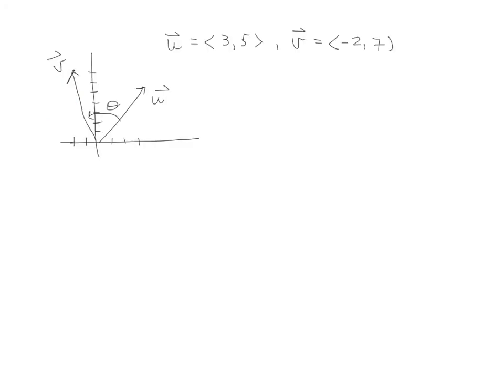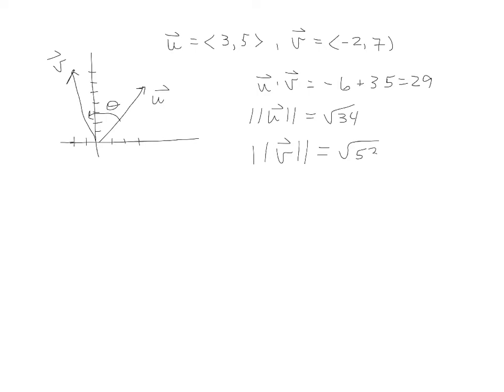So as an example, let's look at this picture where we have u and v as defined, and we're looking for angle theta, which is the angle between them. Let's do some preliminary work. We know that u dot v is equal to minus 6 plus 35, which is equal to 29. The magnitude of u is going to equal the square root of 34, and the magnitude of v is equal to the square root of 53.